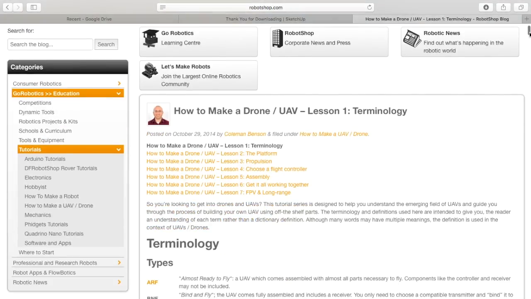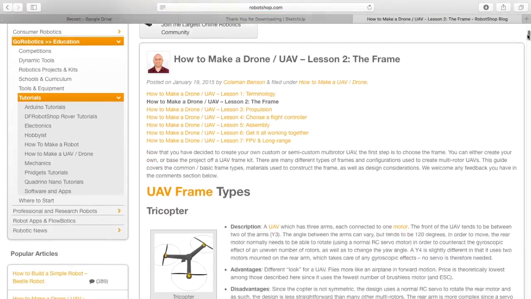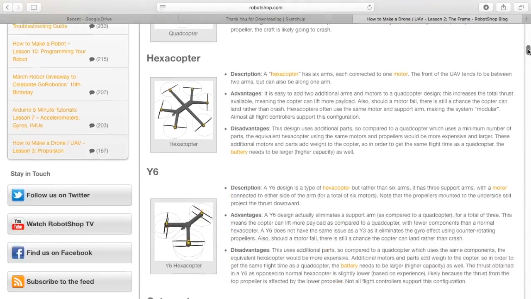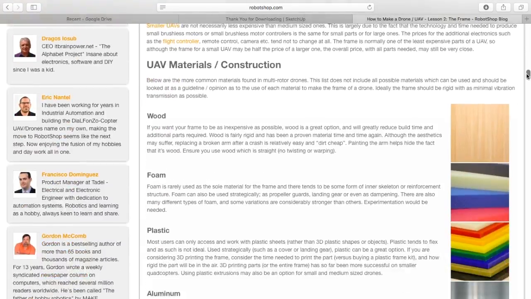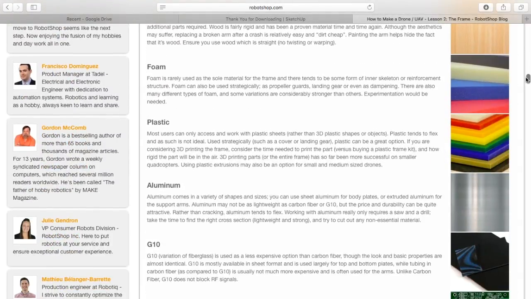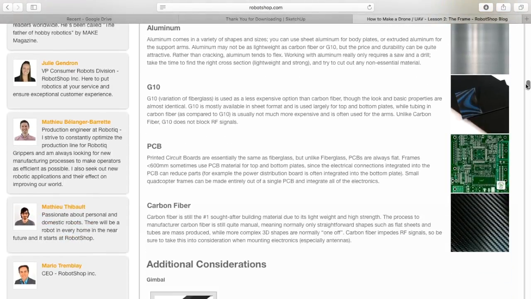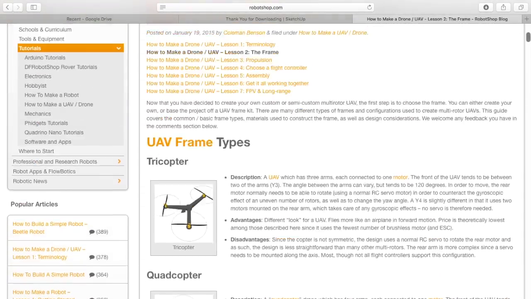Moving on to lesson 2, the frame is the different types of frames that we'll be using. But as previously said, we're going to be using quadcopter, so we should focus on that. A quadcopter has 4 arms and consists of 4 motors, and is one of the most basic drones. Moving on, we have UAV material / construction. There are different materials we can use to build the drone, such as foam, plastic, aluminum, G10, PCB, and carbon fiber. We can add different props onto the drone as well, and that's about it.